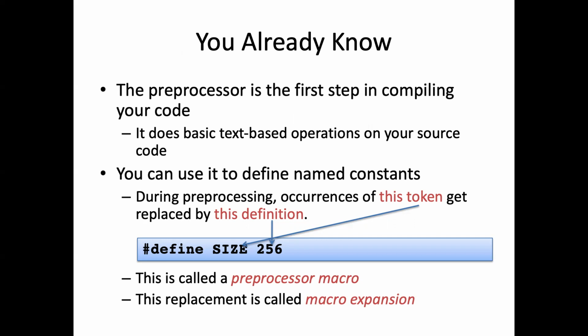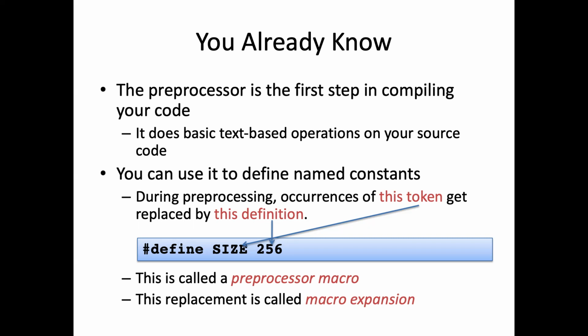When we use the preprocessor to define a named constant, we use a directive like the one I've got in the middle of this slide. Here we're saying essentially a substitution rule: when you see the token size, replace it with its definition. So whenever you see size, replace it with 256. We've called this a preprocessor constant, but officially it's an example of a preprocessor macro.